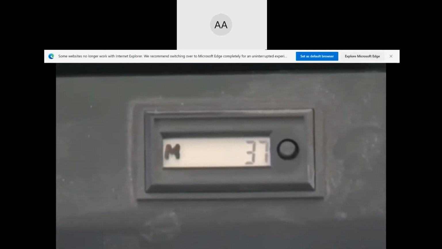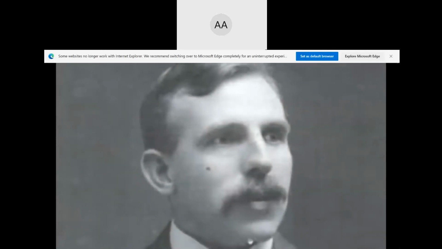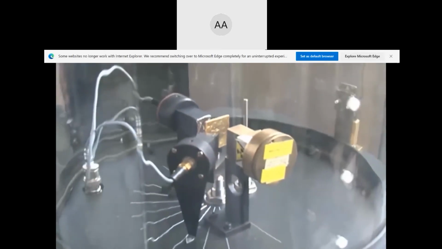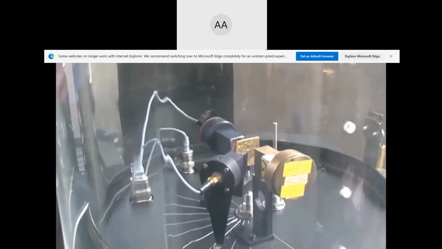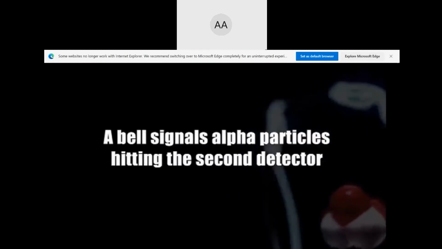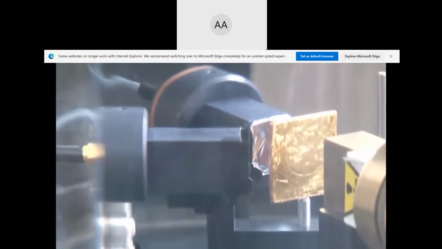Now, the experiment that he and his colleagues carried out was very laborious. It involved them sitting for hours in a dark room, holding a tiny fluorescent screen and looking just by eye for flashes of light on the screen. We've replicated that with modern detector technology. In its current position behind the foil, it will measure one count every few seconds.